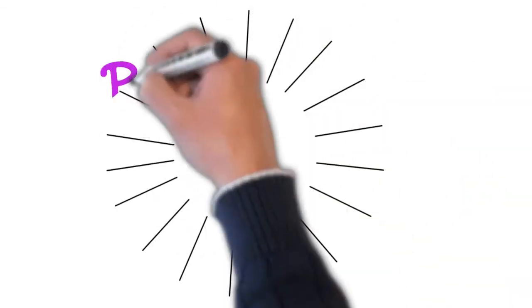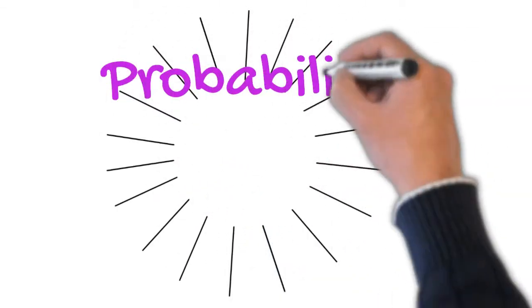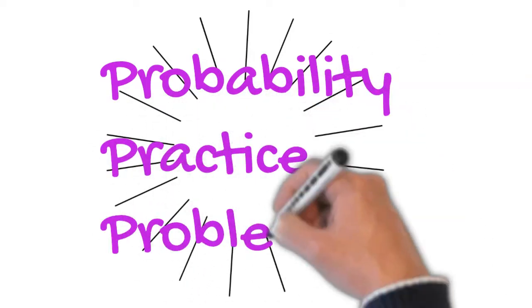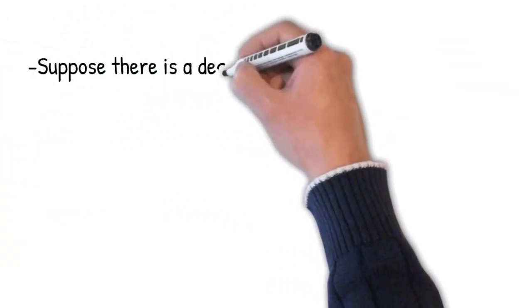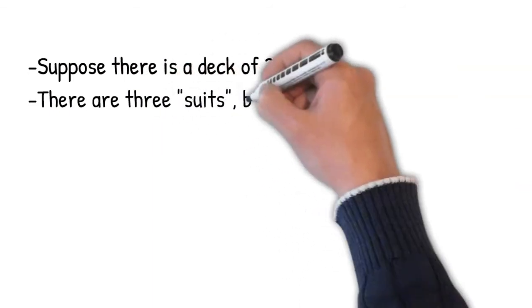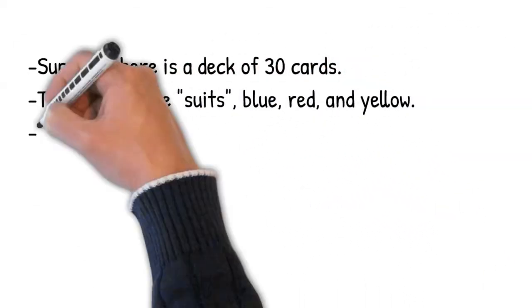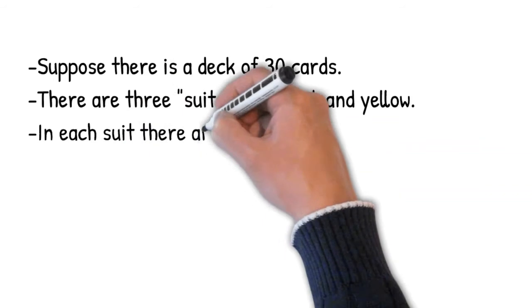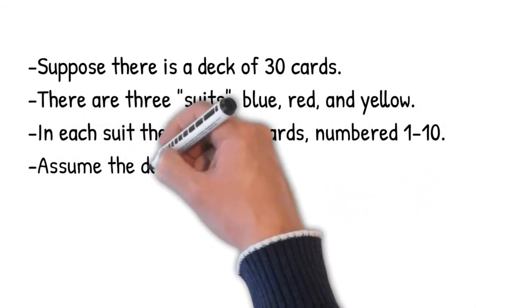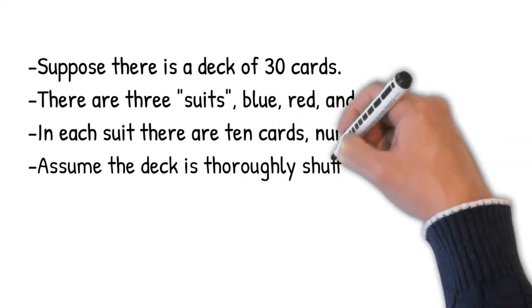In this video, we're assuming you have the principles of probability down, and so we're going to put those principles into practice with some problems. And here's our setup. We're going to suppose we have a deck of 30 cards, and there are three, we can call these suits, blue, red, and yellow. And in each suit, we have 10 cards numbered 1 through 10. We're assuming the deck is thoroughly shuffled throughout this process.